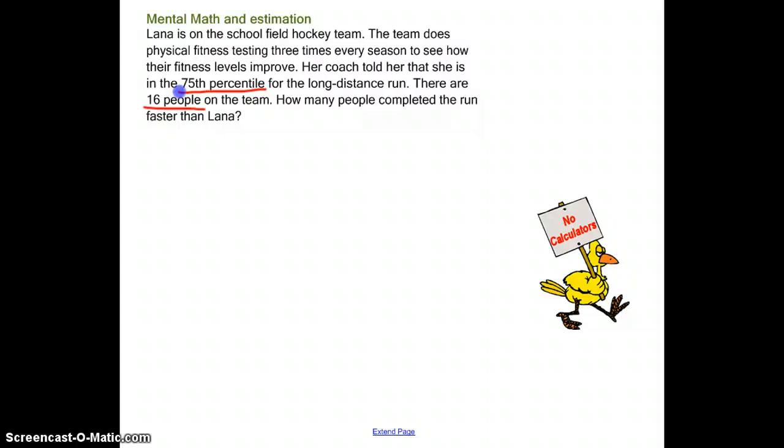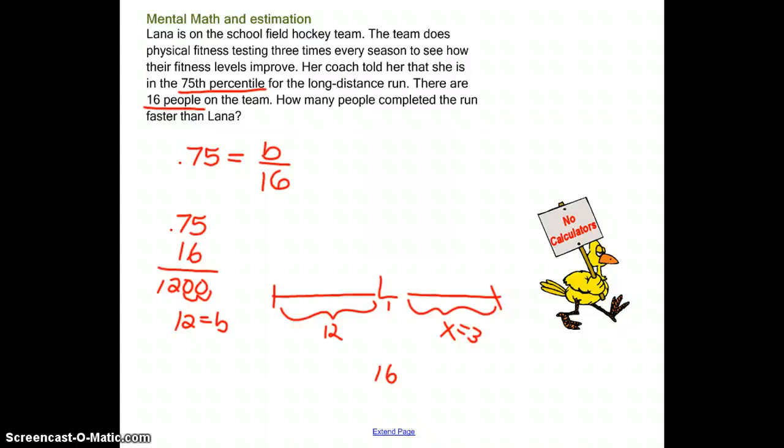So we know that she is 0.75. B is how many will be less than her. And 16 is how many total. So you want to figure out B, which can help you figure out how many people actually completed it faster. You should have got that B equals 12. Then you know that if Lana is in the 75th percentile, 12 people are less. Lana counts for 1 person, so 3 people are more than her to add up to 16 total. So 3 is your final answer there.